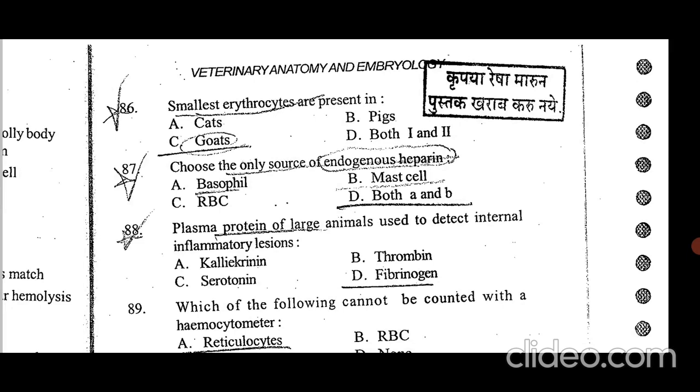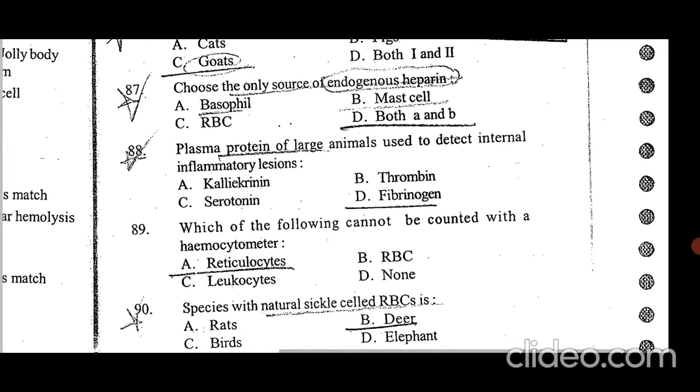The plasma protein of large animals used to detect internal inflammatory lesions is fibrinogen. Fibrinogen is a plasma protein that can be used to detect inflammation. Internal inflammation is detected by fibrinogen. Basophils and mast cells are the endogenous source of heparin. Smallest red blood cells are in goats. And the plasma protein of large animals used to detect inflammatory lesions is fibrinogen.